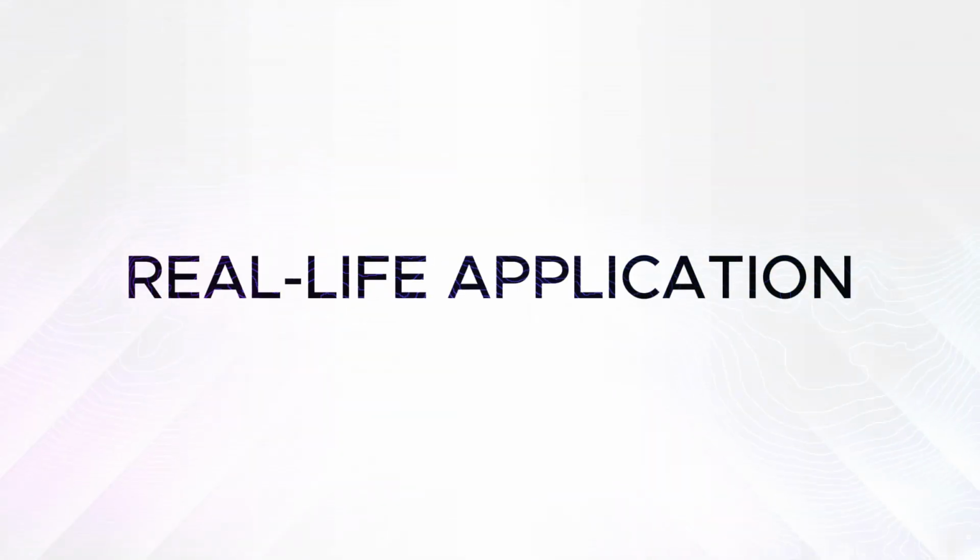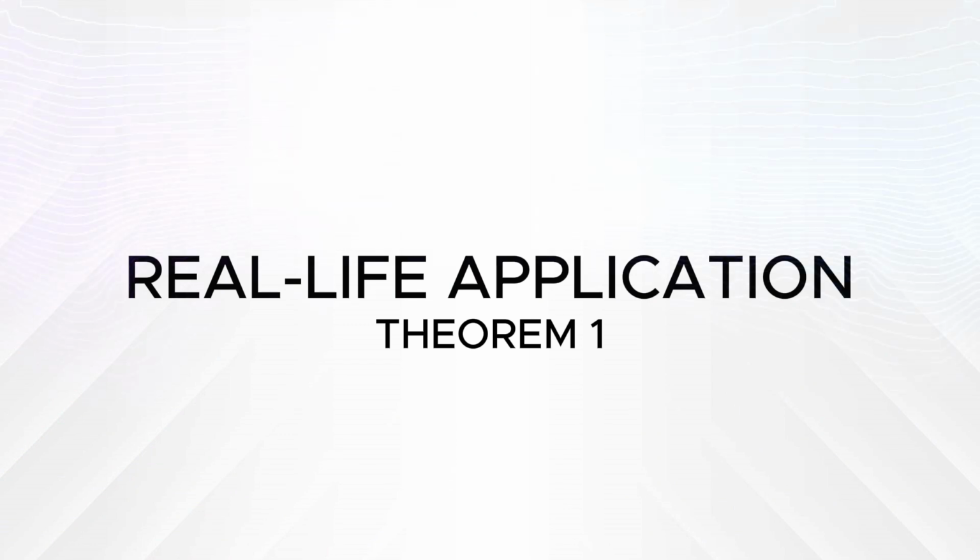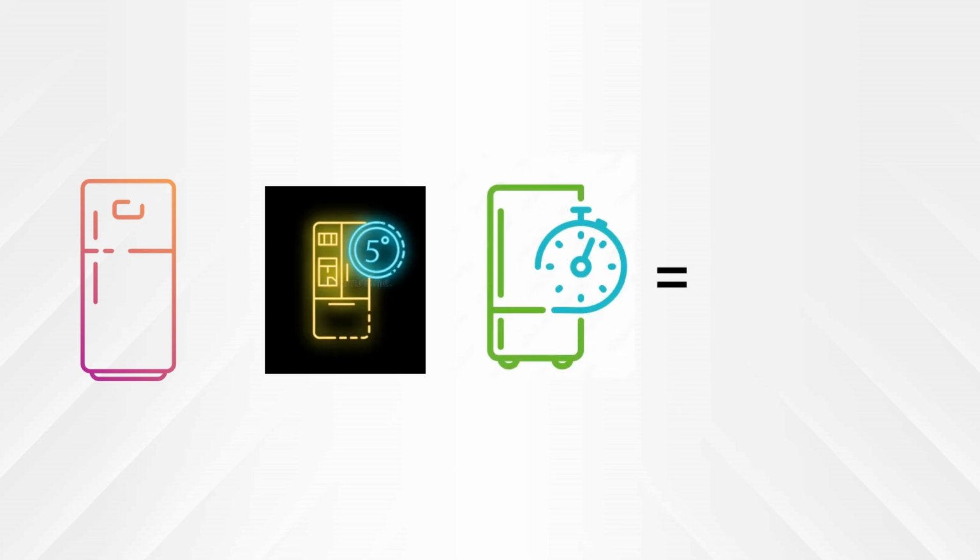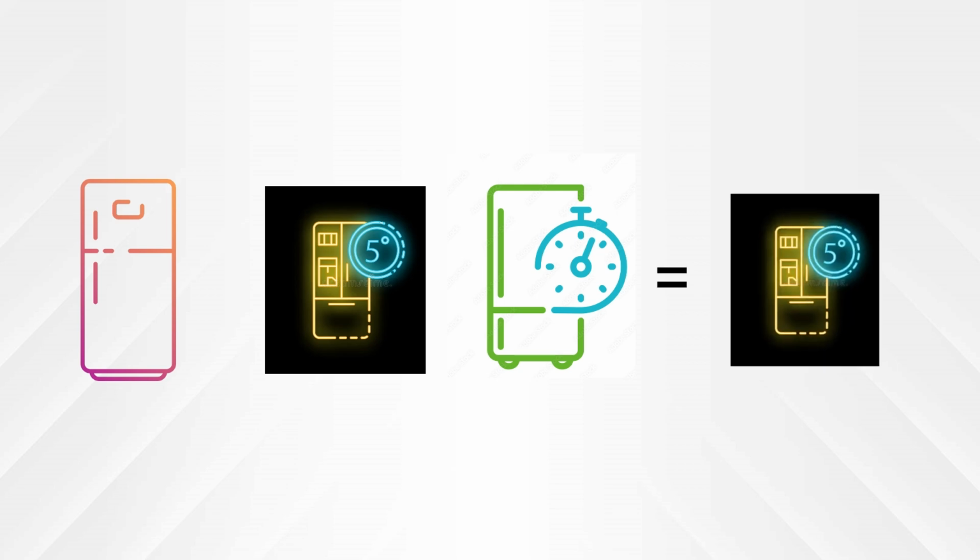For a real-life application of Theorem 1, think of your refrigerator. If you set it to 5 degrees Celsius, even as time changes, the temperature stays at 5 degrees Celsius, and that's like a constant function.